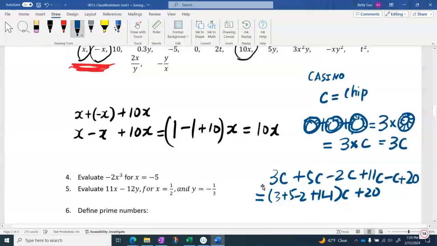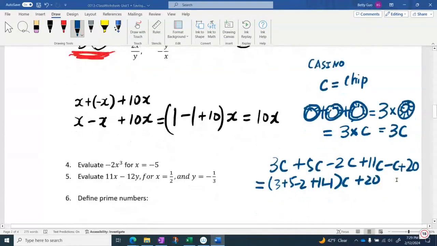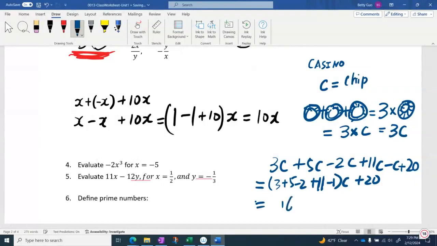What do we have? That looks like 14, right? It's 11 minus 1. 11 minus 1 is 10, 15, 16. 8 minus 2, 6. 6 plus 10, 16. Yeah. So you're going to have 16 chips in your pocket when you finish the day.